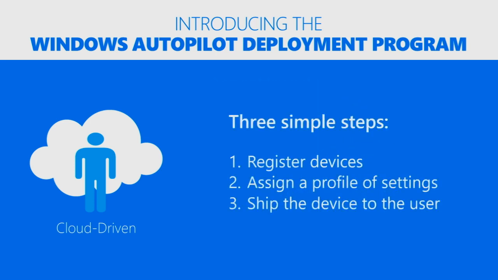So when we look at Autopilot, the steps that we need to go through are pretty simple. We need to register the devices to say that this device with this ID belongs to the organization. We need to then assign a profile of settings to those devices to say, here's how we want that device to behave when it boots up for the first time.